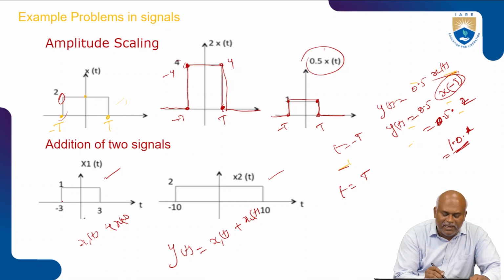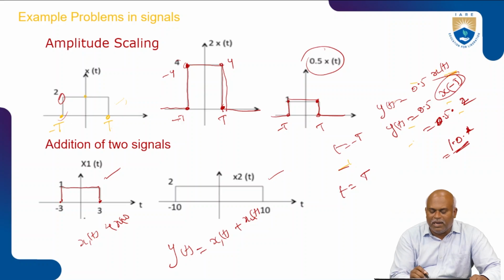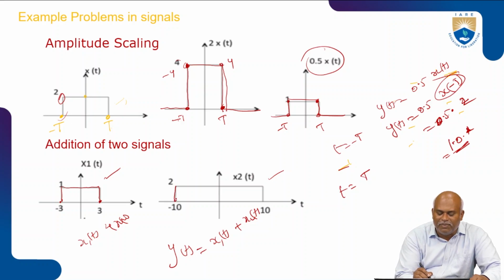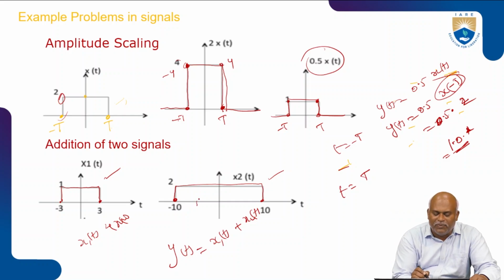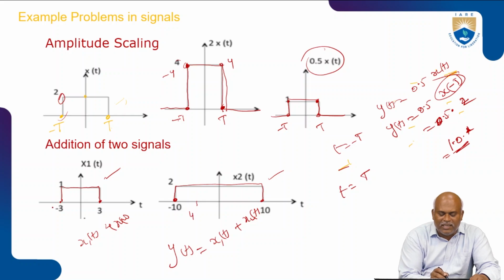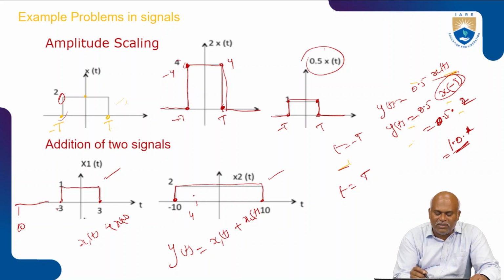The limit of x1 of t starts at minus 3 and ends at plus 3, with the amplitude equal to 1. But x2 of t has the time limit from minus 10 to plus 10, with the amplitude value equal to 2. Now we need to add both. So what will happen? There is no amplitude of x1 from minus 10 up to minus 3. Up to 3, and then it ends at 3, then it is 0.